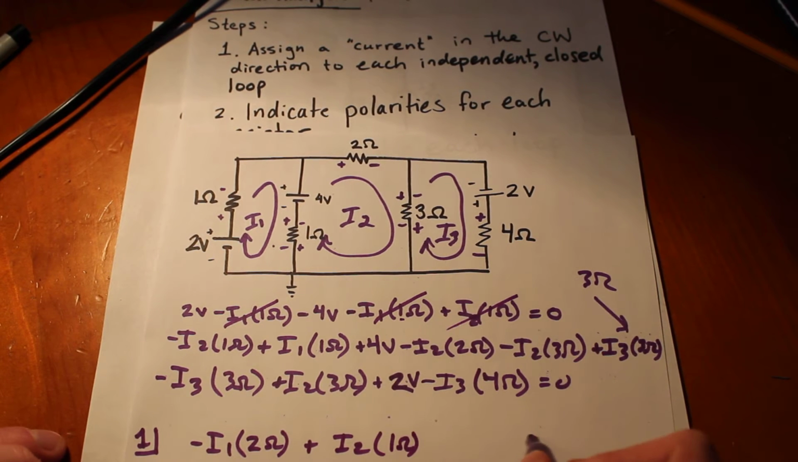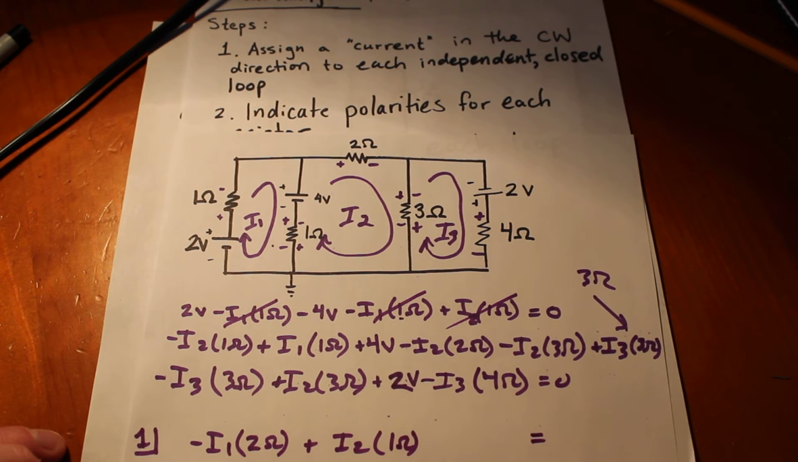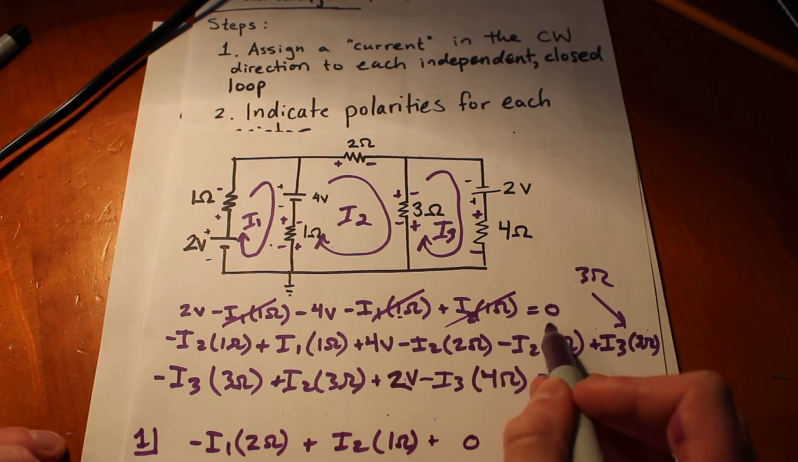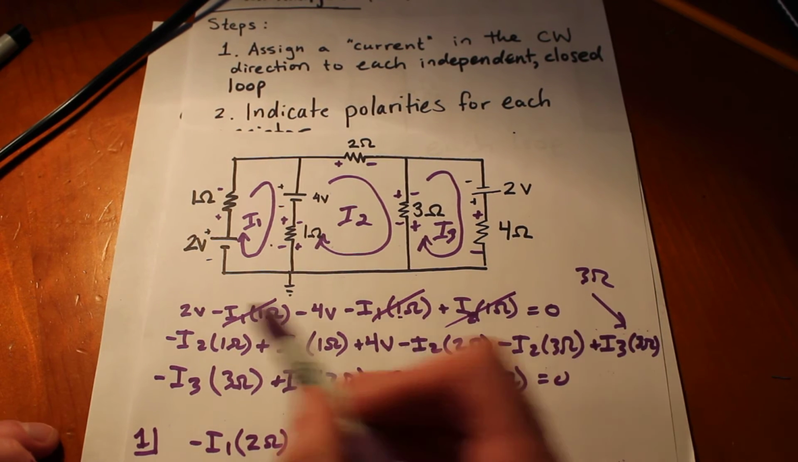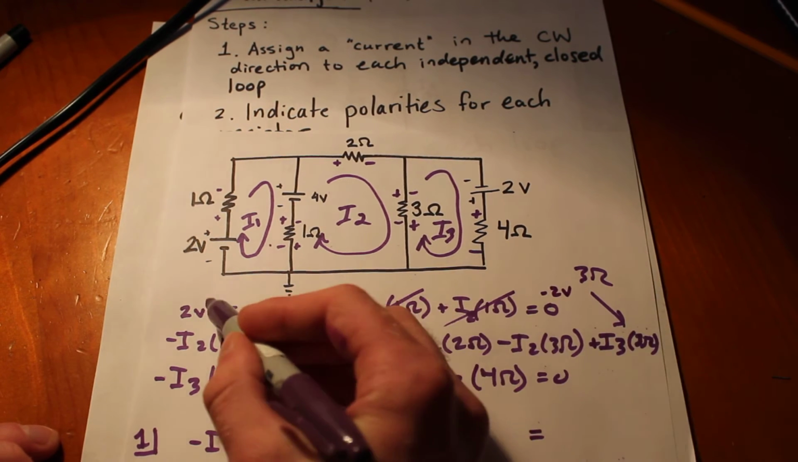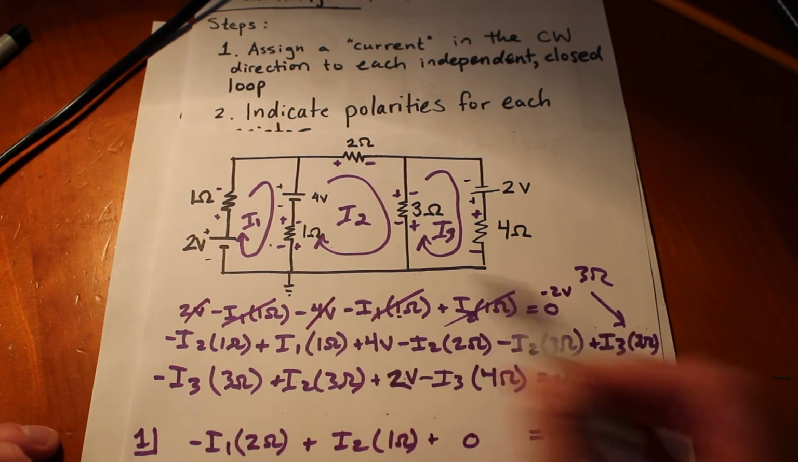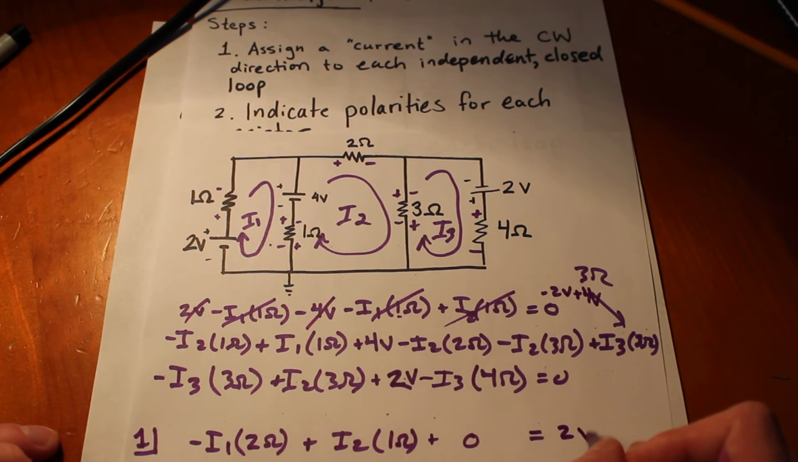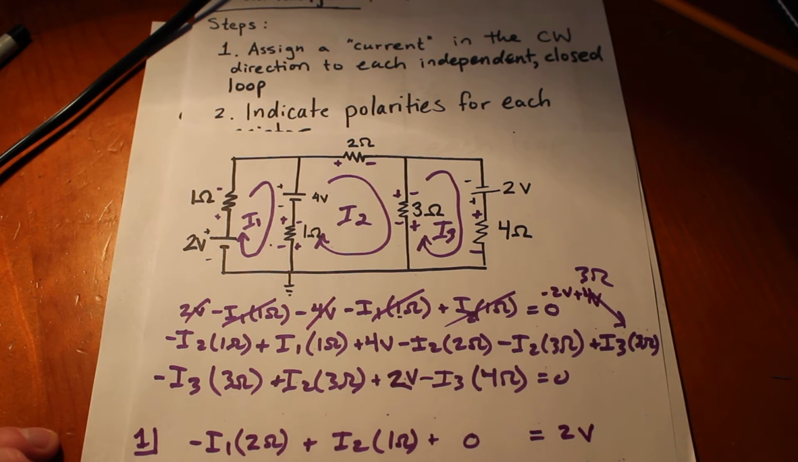I think that's the only one, yeah. And then we'll put our voltage over here, leave a space for the I3s when we put them down here, because that actually ends up being 0, no I3s there. So we have 2 volts, which is put on the other side, so it's minus 2 volts, and 4 volts, which we're putting on the other side, plus 4 volts, gives us 2 volts, okay? And we'll do loop number 2 now.